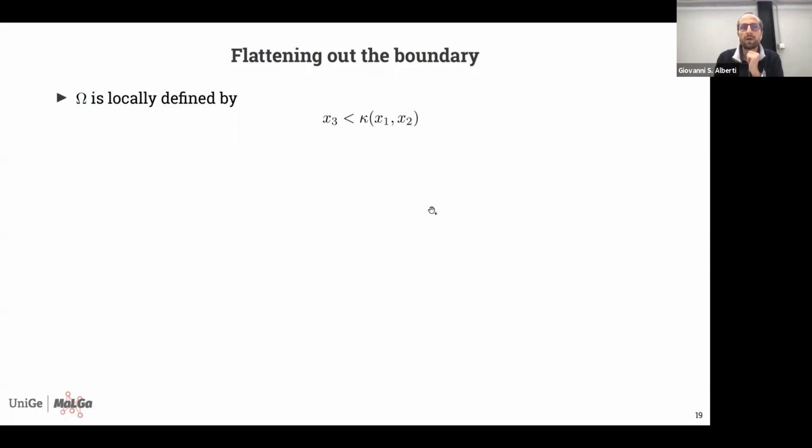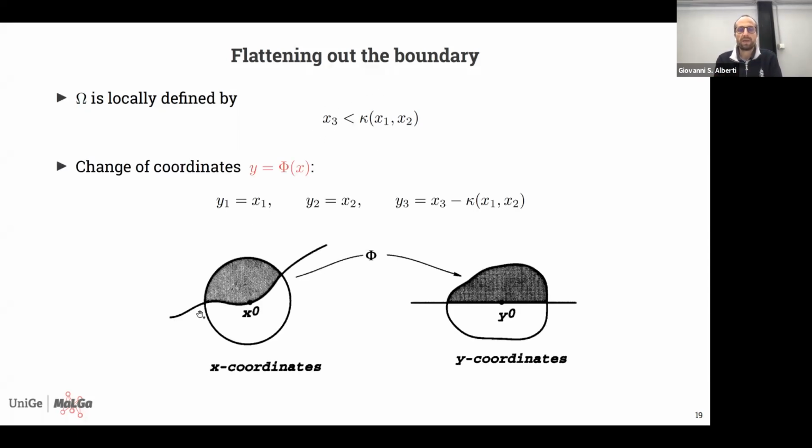So suppose that omega is locally defined by this inequality here. So basically you have a situation like this one, let's say. Now the idea is to flatten out the boundary. So you make a change of coordinates and you transform the domain into the half space, exactly as we had before. This of course is done only locally. But then, you know, you use a partition of unity and blah, blah, blah, you merge everything together. So now it's a local argument. Locally, the boundary is defined by this inequality. You flatten out the boundary and you change the coordinates to make it flat.